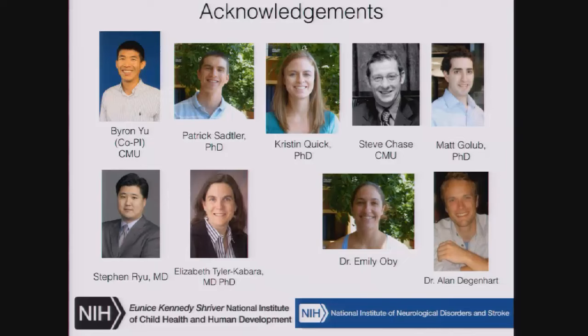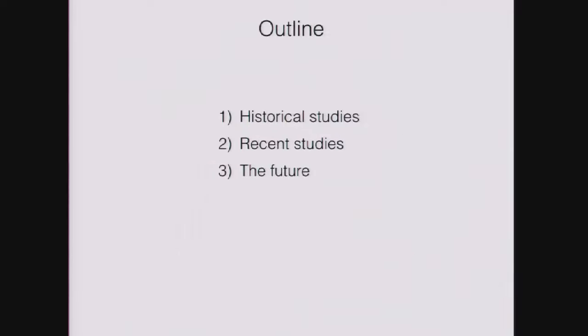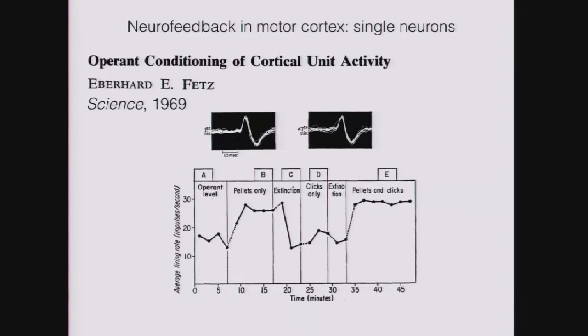Okay, so history and then recent studies, finally where we could go from here. You saw this yesterday. If you haven't read this paper, go read it, okay? It is amazing to realize how much of what we're dealing with now Eb was already thinking about nearly 50 years ago. Okay, in this simple paradigm, Eb was able to condition monkeys to volitionally modulate the activity of single neurons in M1 up or down in order to receive a food pellet or some applesauce.